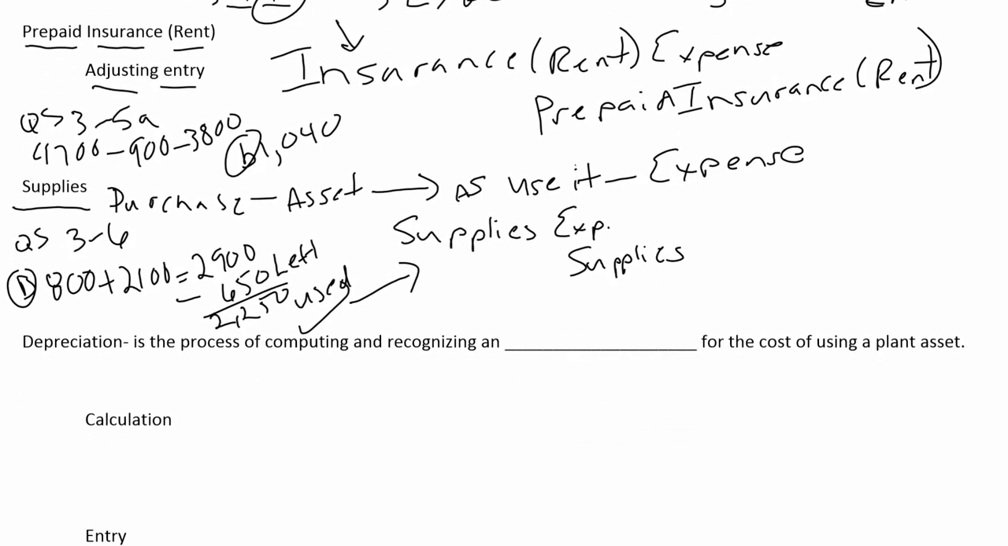Okay. Another kind of deferred expense, prepaid expense we look at is depreciation. We look at depreciation. Depreciation, I started writing the definition down for you. And if you look at it, it says that depreciation.